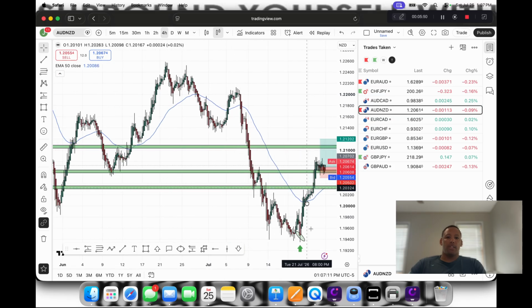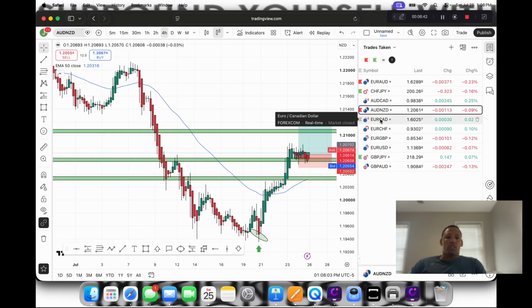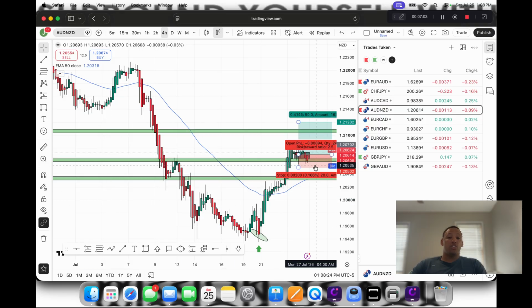I think on the H4 we're creating higher highs and higher lows. With that being said, AUD NZD is the one that I'm gonna take, man, because like I said, if my strategy and my system sets up, I'm taking the trade because I know it's either gonna play out or it's not on this trade.